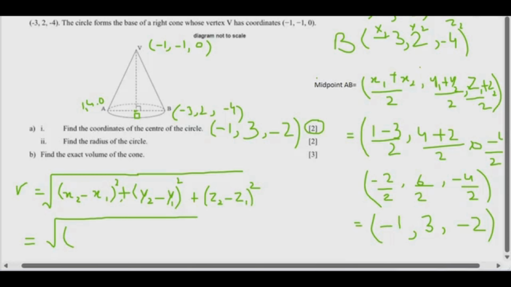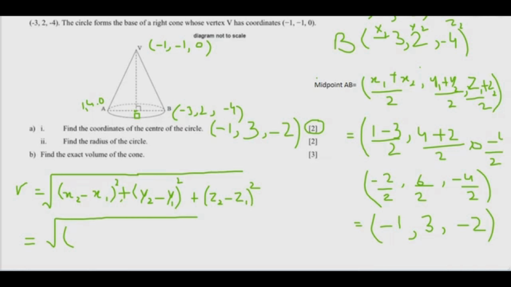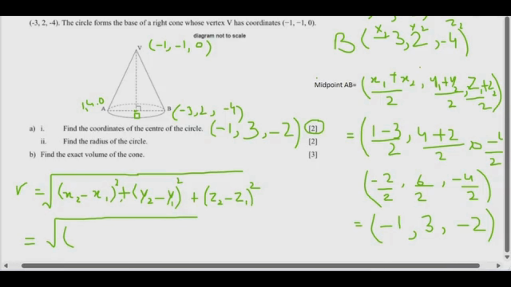Now x1, y1, and z1. And this is our x2, y2, and z2. All right, going from the center towards the outer side. So x2 is minus 1. Minus 1 square plus y2 is 3 minus 4 square, z2 is minus 2.